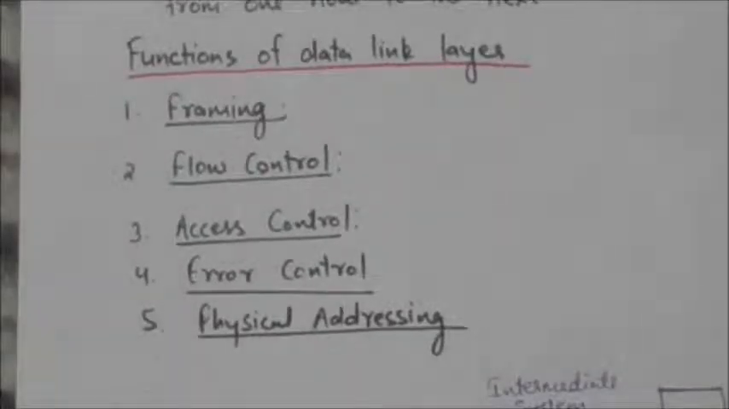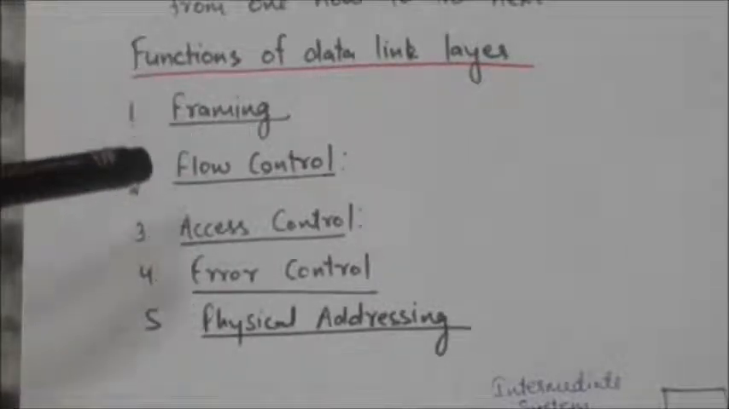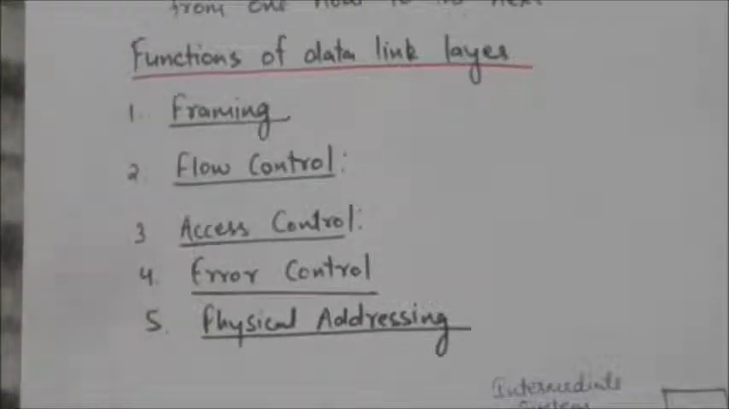Another responsibility of the data link layer is access control. What happens when two or more devices are connected to the same link? Then data link protocols are necessary to determine which device has control over the link at any given time, right? So when two or more devices are connected to the same link, the data link layer protocols determine which device has control over the link at any given time.